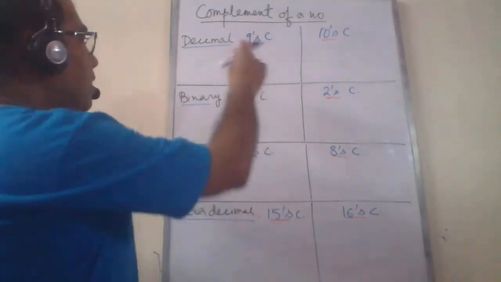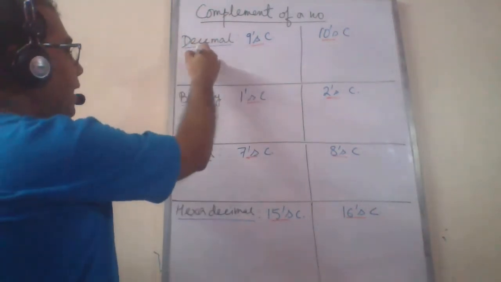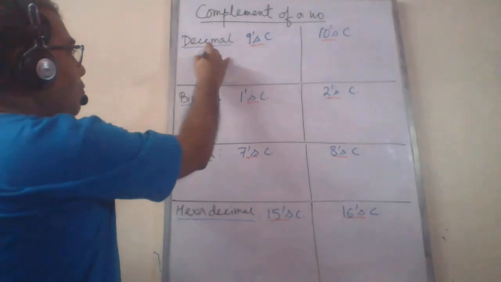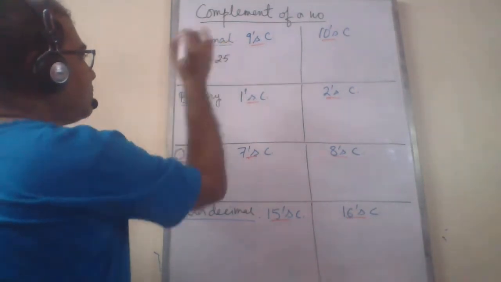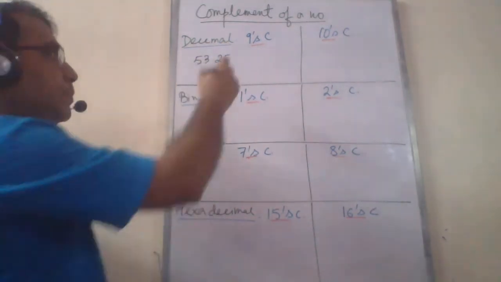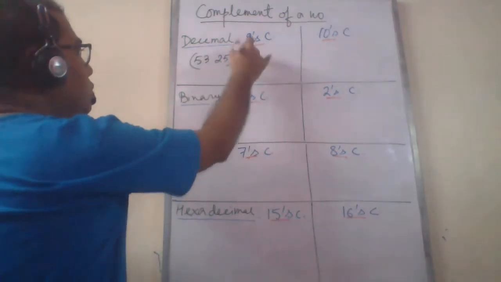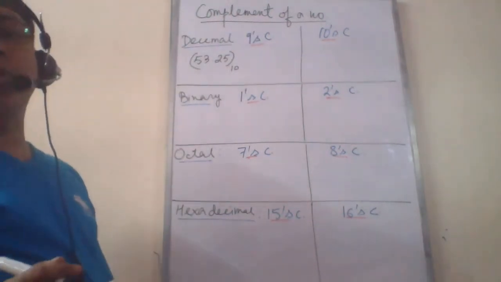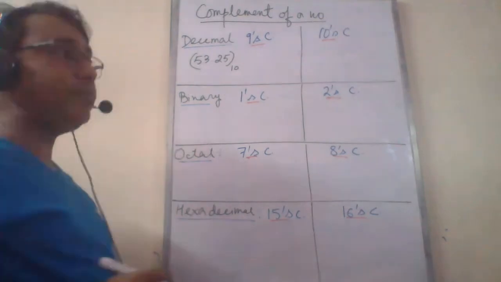Let us take a decimal number. Suppose I am taking a number 53.25. Suppose this is a number. I have to find the 9's complement of this. How will we get this one?